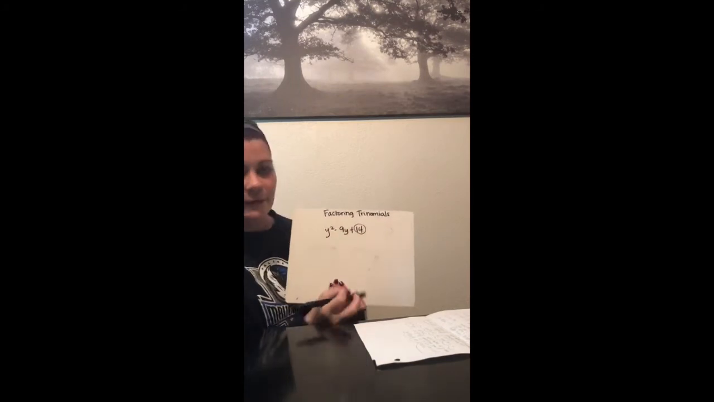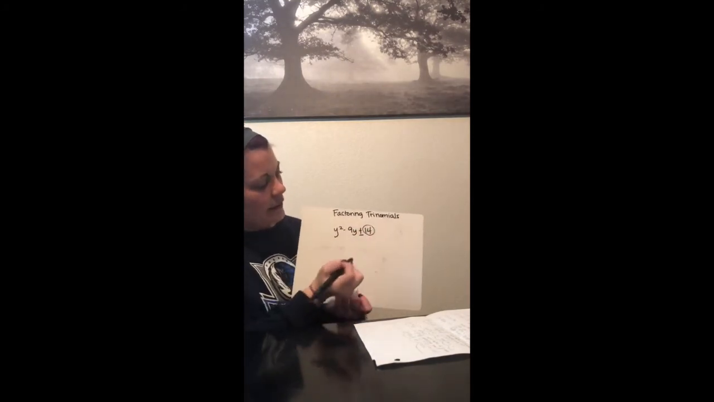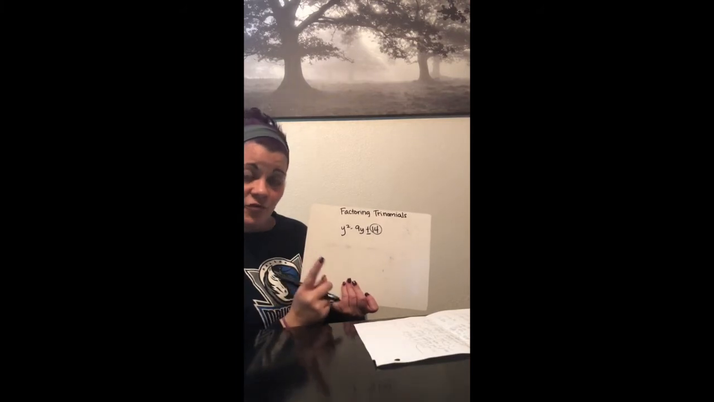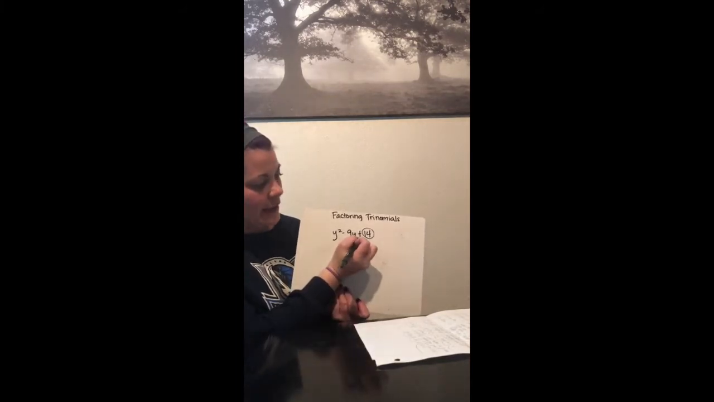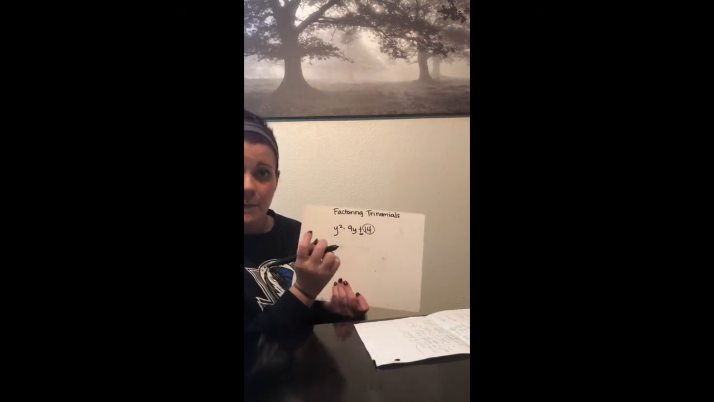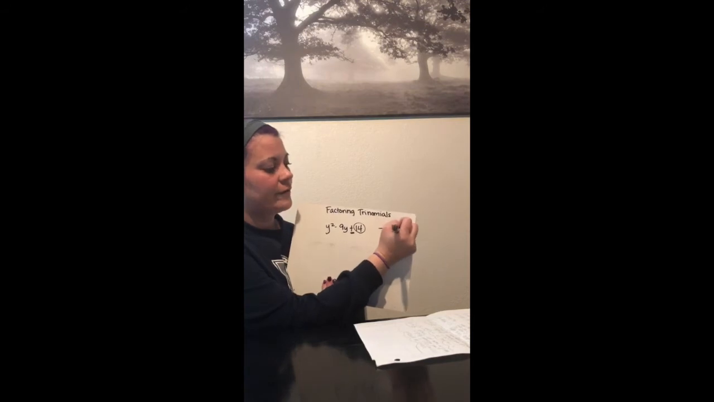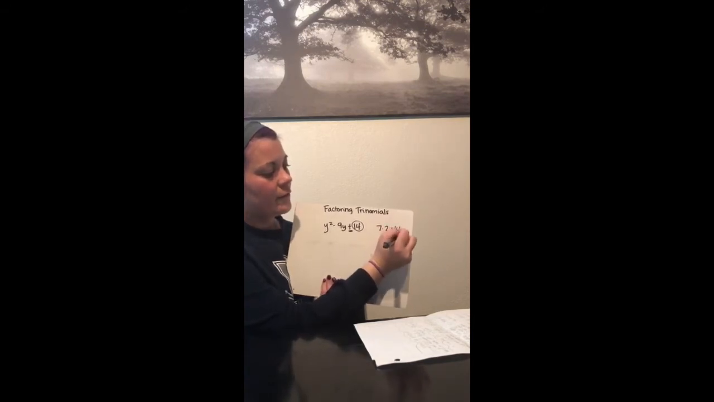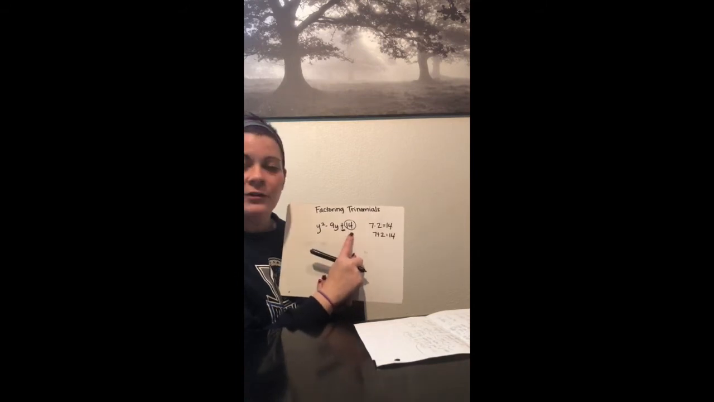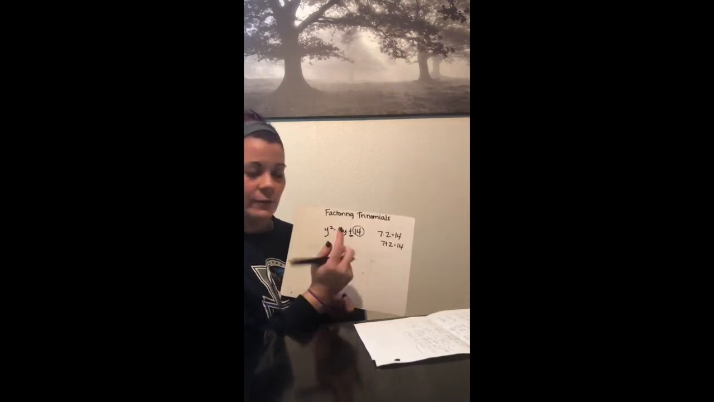Okay, let's do another one. Y squared minus 9y plus 14. So the first question you want to ask yourself is you look at this last number, and then you look at this, and then you say, what two factors of 14 when added together give you 9? So you think about your factors of 14, and you come up with 7 times 2 is 14, and 7 plus 2 is equal to 9.